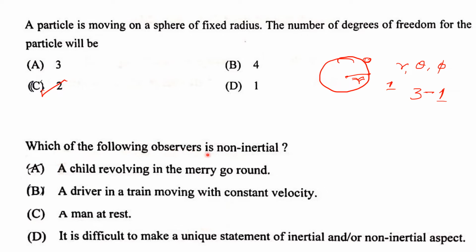Which of the following observers is non-inertial? Options are a child revolving in the merry-go-round, a driver in a train moving with constant velocity, a man at rest. It is difficult to make a unique statement of inertial and non-inertial aspect. So we know that revolving, that is rotating, frames are non-inertial frames. So here option A is the right answer.